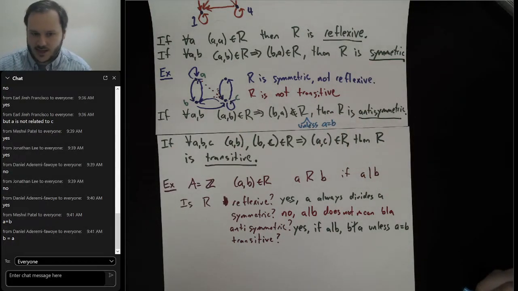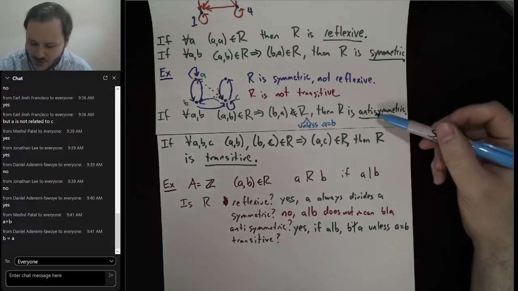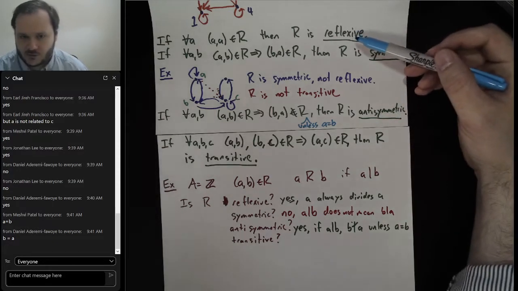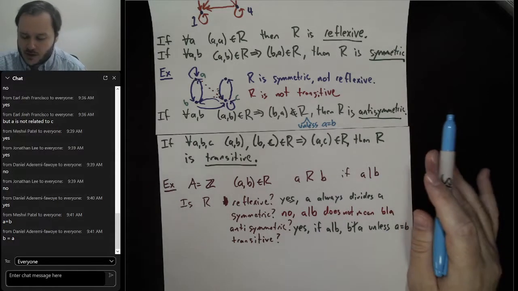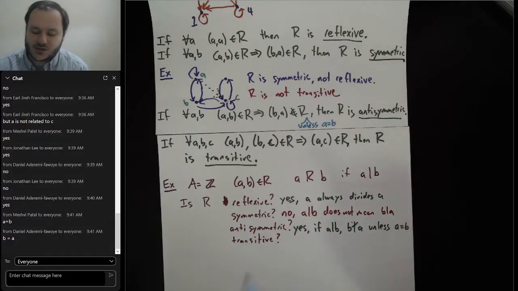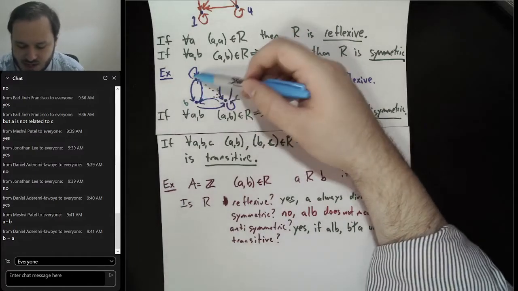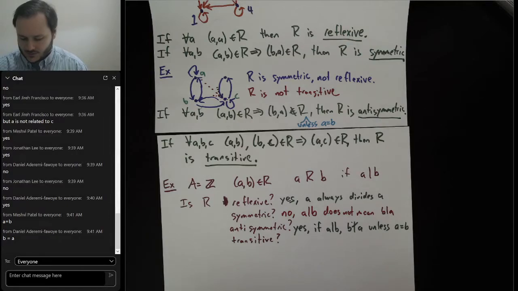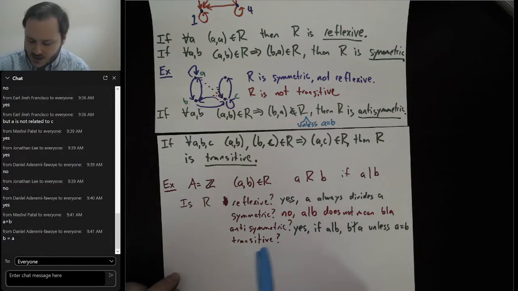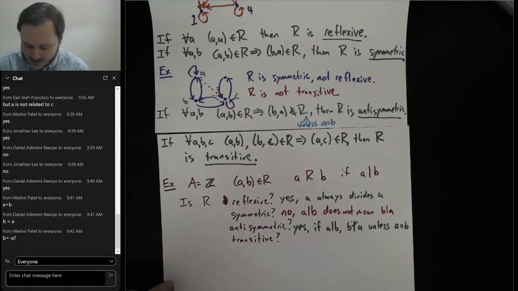That's fine. That's allowed. Antisymmetric does not rule out being reflexive. You're allowed to have loops. You don't need them, but you're allowed to have loops. You're just not allowed to have 2 cycles. You can't go from one to back. Okay. And the last question, is R transitive?